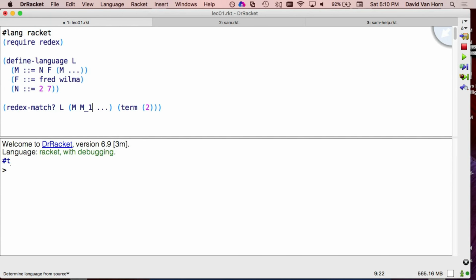So I can put underscores, which we read sort of like subscripts, to mean I'm talking about 2 different occurrences of this variable. Here the pattern is asking, does it have a term m in it followed by 0 or more m1s? Of course it does, because the term 2 is an m, so it matches. Had I asked about the empty list of terms, it wouldn't match.